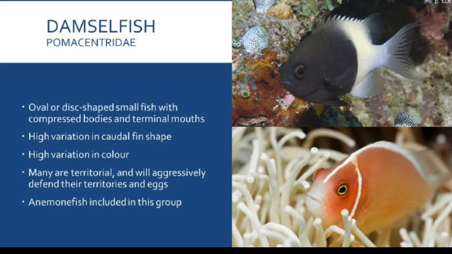Again, this is another fish that can be quite territorial, and they're quite aggressive when they are defending their territories and eggs. They're just a lot smaller than the triggerfish, so we don't tend to be scared of these guys like we might be with the triggerfish. And yeah, anemone fish are actually included in this group. The anemone fish are a little subfamily of the damselfish, so they are closely related.